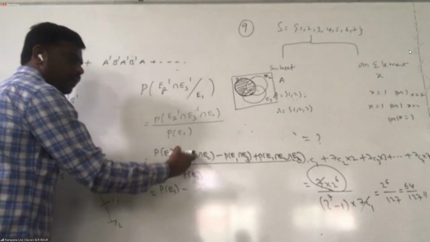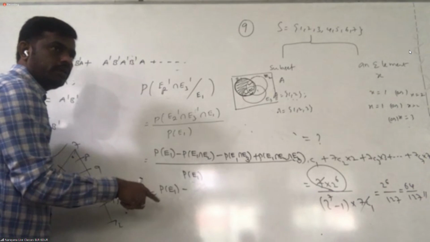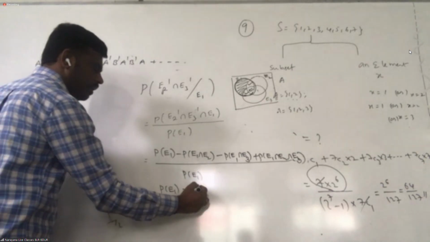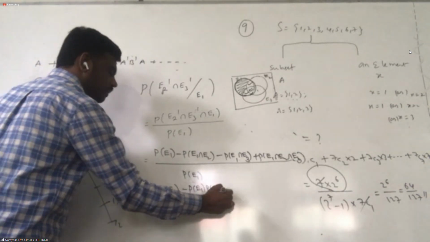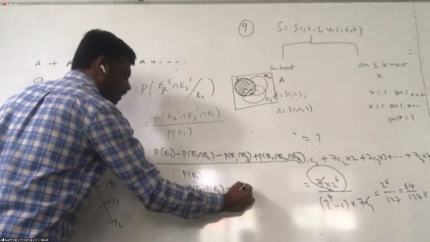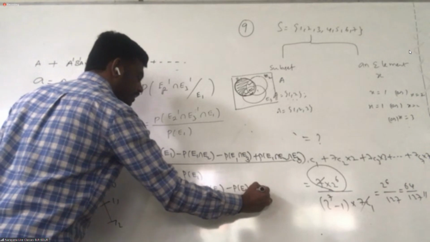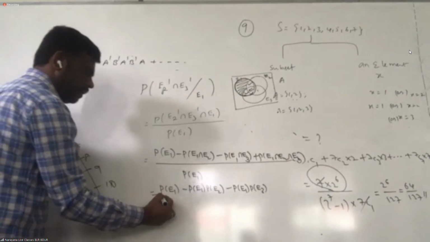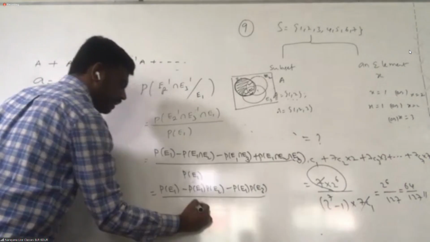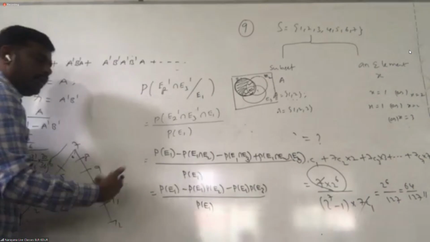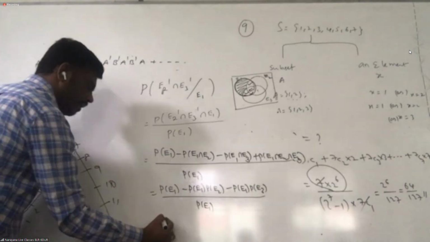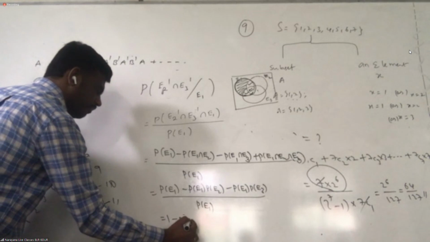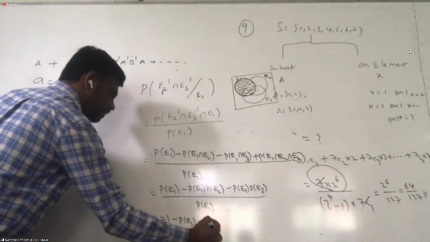Now they are saying E1 and E2 are independent. So P of E1 into P of E2 minus P of E1 into P of E3, that is 0, given already in the question, divided by P of E1. Now P of E1, if you take common and cancel, we are having 1 minus P of E2 minus P of E3.